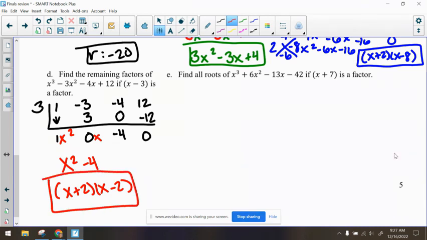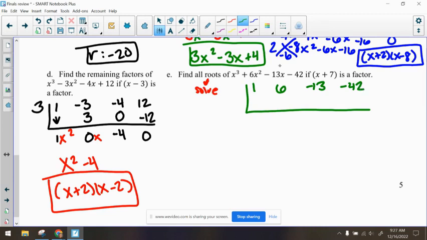Question E says to find all roots of that polynomial if x plus 7 is a factor. So unlike C and D, where we were just putting our parentheses, find all roots means solve completely. But they give me this factor so I can use synthetic division to help me. So I'm going to put 1, 6, negative 13, and negative 42 across the top, negative 7 on the outside. So I'm going to bring down the 1, switch back and forth until I get to the very end. And I do get 0 as the remainder, which I should expect because they tell me x plus 7 is a factor. So I'm going to put my variables back on here.